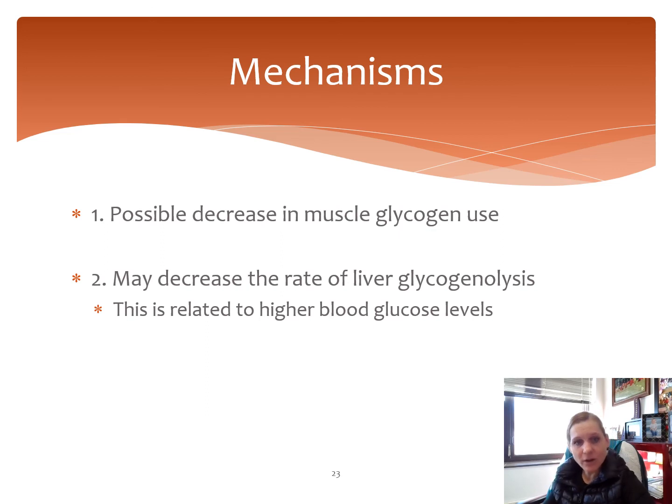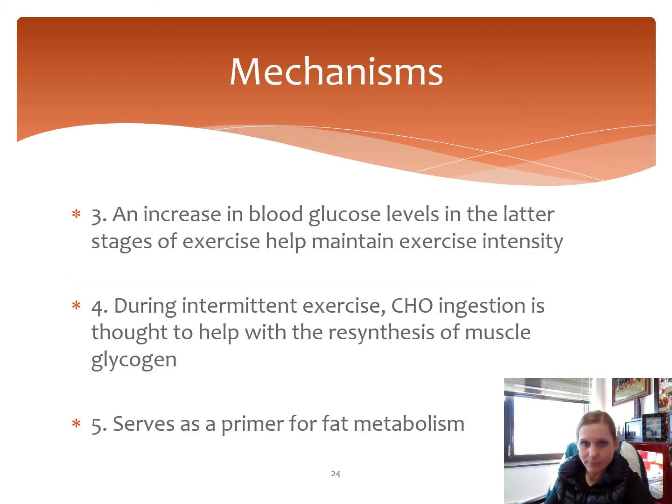Number two, I may decrease the rate of liver glycogenolysis. Again, if I have more sugar in the bloodstream, then I don't need to rely on the liver to break down sugars into those glucose molecules. Number three, we can have an increase in blood glucose levels in the later stages of exercise. And again, that availability of carbohydrates is going to allow us to maintain intensity, because we know if we want to do anything with high intensity, we have to have sugar in order to do so.